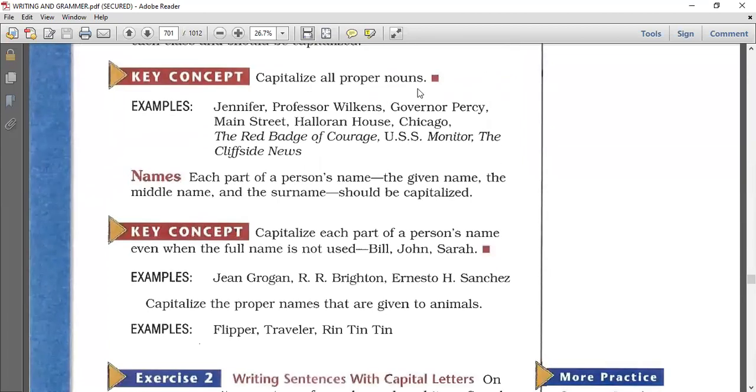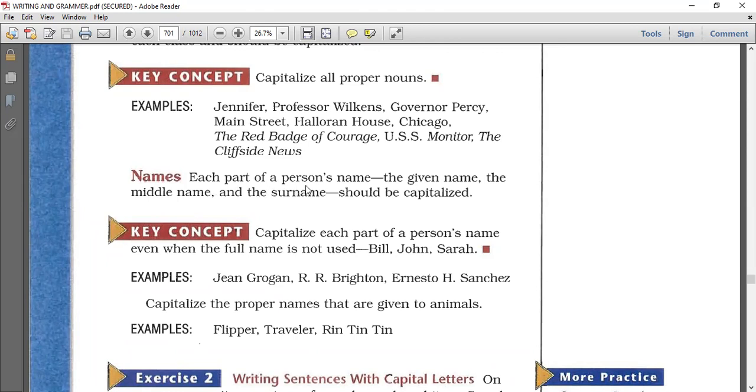Capitalize all proper nouns. You know, all proper nouns must be capitalized. We have Jennifer, Professor Wilkins, or Dr. Ali, and so on. Governor Percy, President Clinton, Main Street, Holleran House, Chicago, the Red Badge of Courage, USS Monitor, the Cliffside News. These are names of newspapers or something like that.